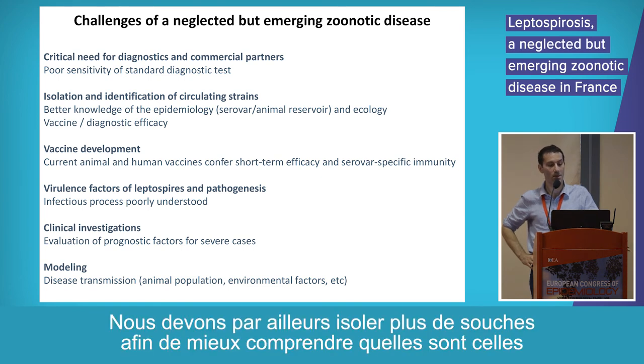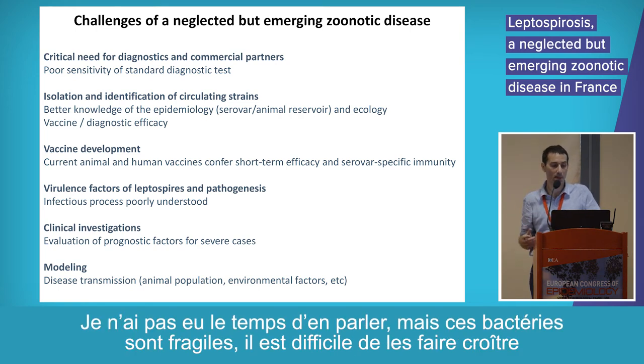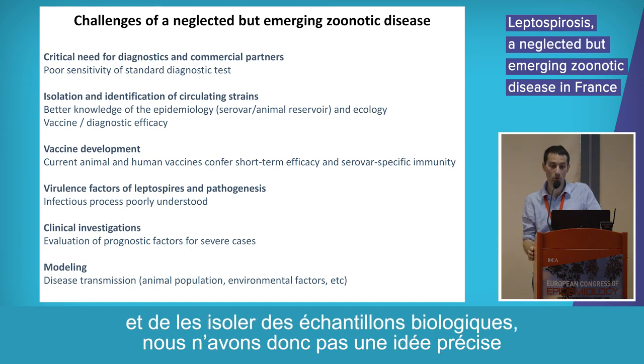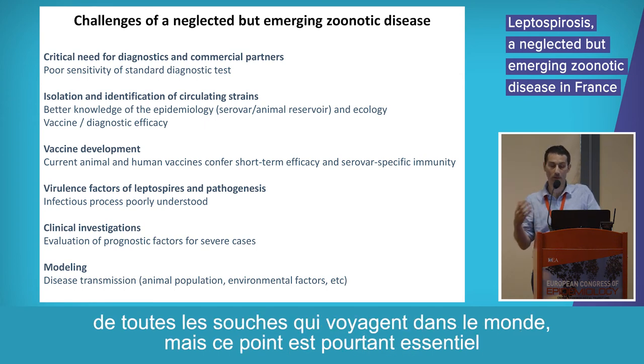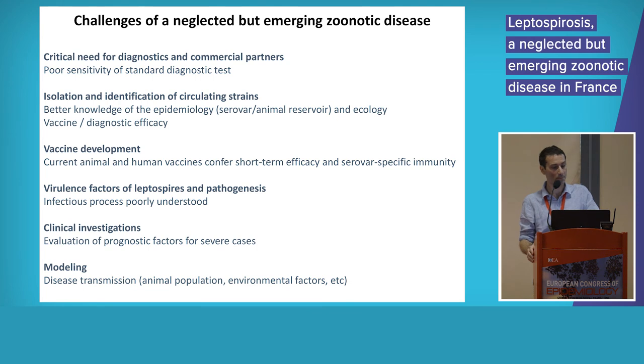We also need to isolate more strains to have a better idea of which strains are circulating worldwide. I did not have time to say it, but these are fastidious bacteria, difficult to grow and difficult to isolate from biological or environmental samples. So we don't have a good idea of the diversity of the strains circulating worldwide. And this is very important to better estimate the efficacy of the vaccines or diagnostic tools that we have available.